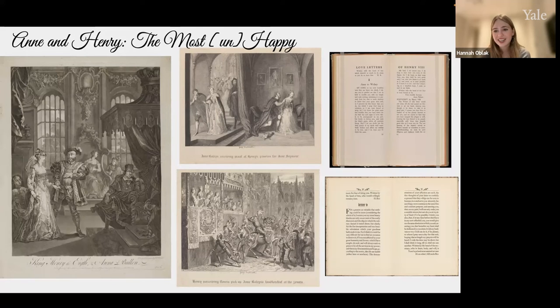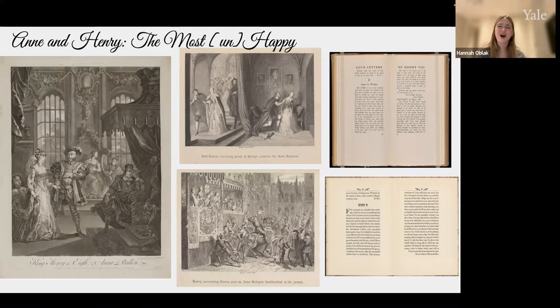VIII and Anne. Now, this is a particularly notable part of the display because just like every other student exhibit, my project actually began with a class paper. So for me, this came from a class on the origins of English Empire.